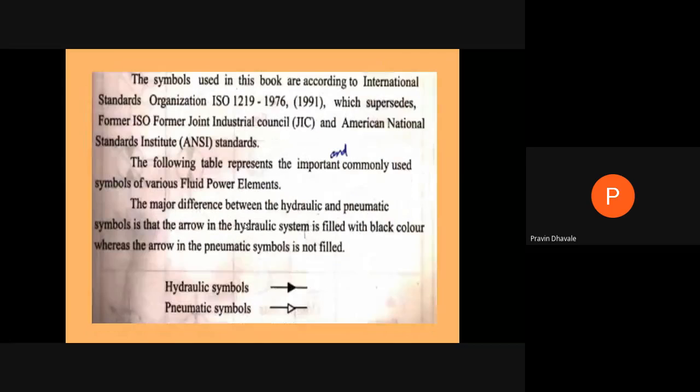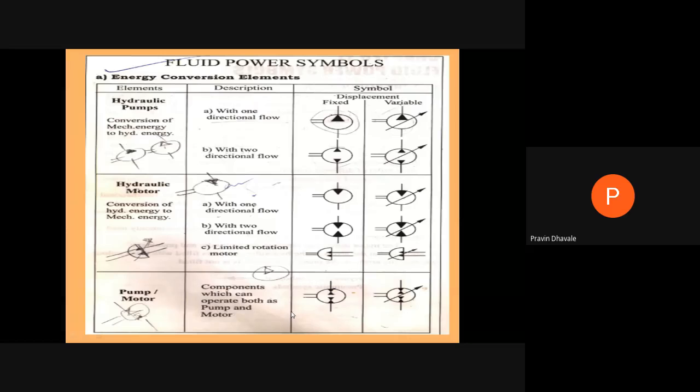Then whatever the hydraulic symbol is, it is denoted by a filled arrow, and the pneumatic symbol is denoted by an arrow that is not filled, the empty arrow. These are the certain symbols we studied in the last lecture.